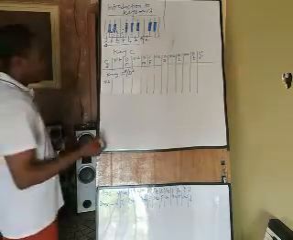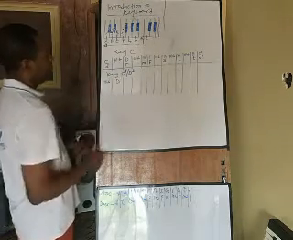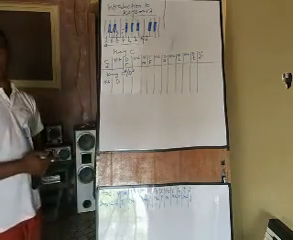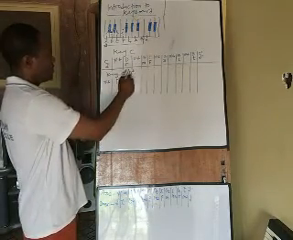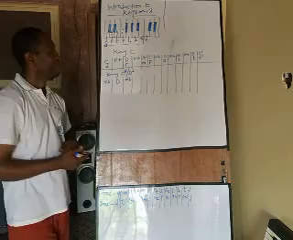What's the next one? D sharp or flat. What's the next one? E and F.